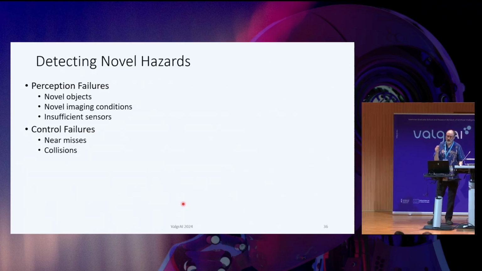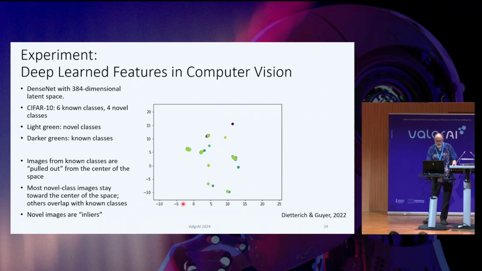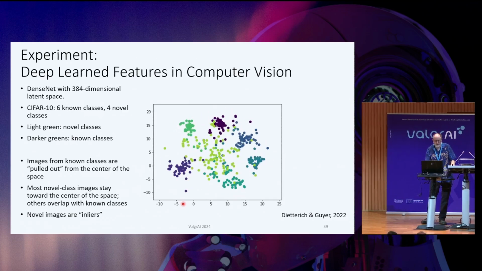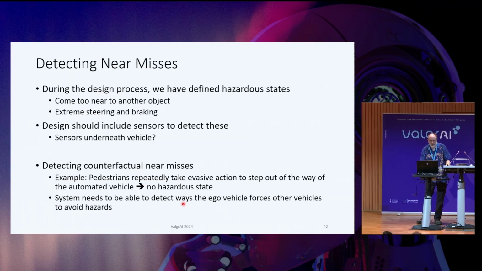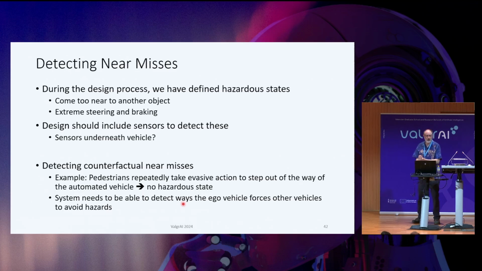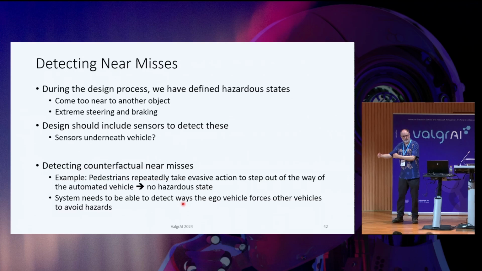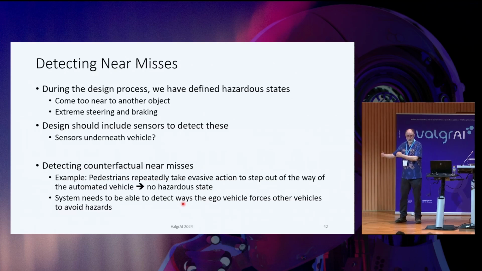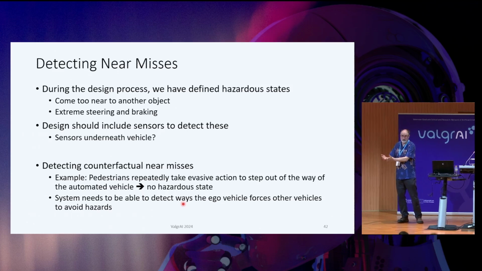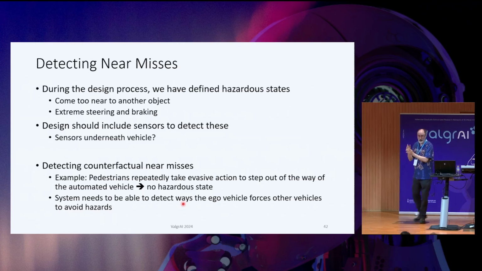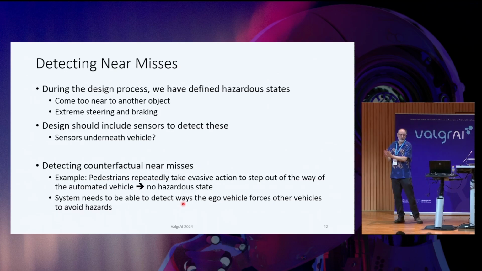An interesting kind of near miss, though, is what I call a counterfactual near miss. During the design process, we have defined a whole collection of hazardous states, right? And so typically when you're engineering a system and there's a hazardous state, you leave some margin of safety to make your solution more robust. So if the system ever goes inside that margin of safety, that is a near miss, and we should report that and ask, well, why did we violate the safety margin?